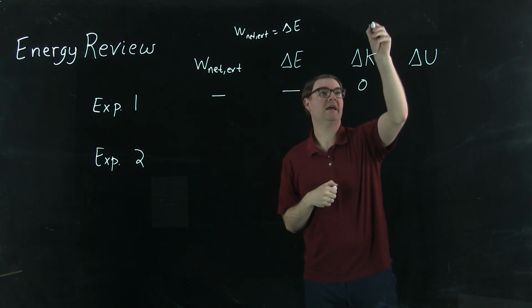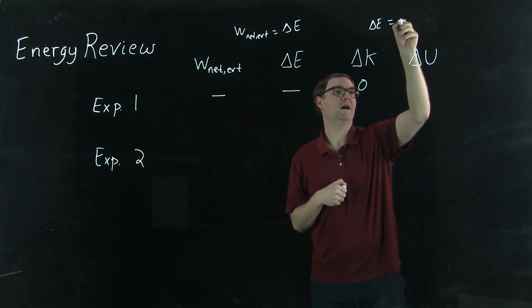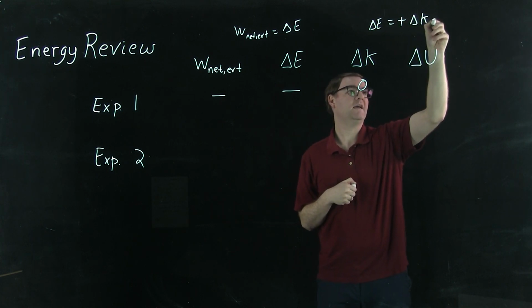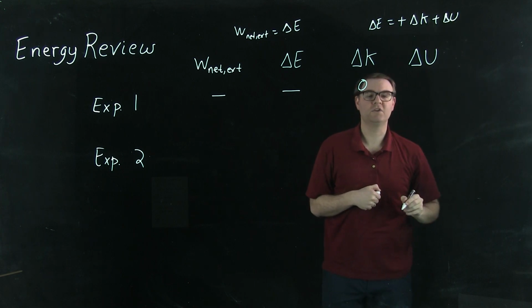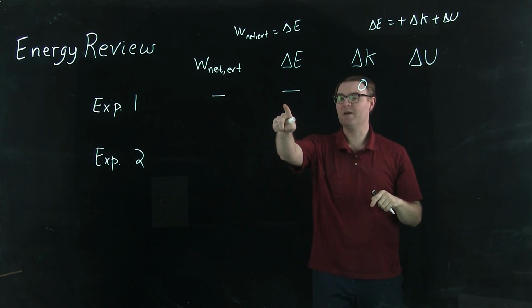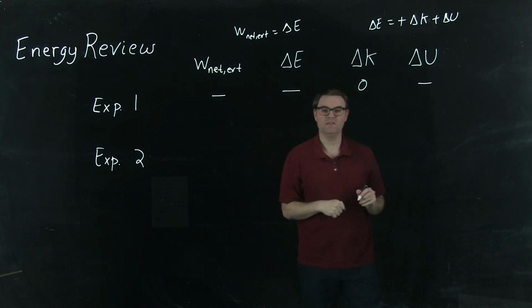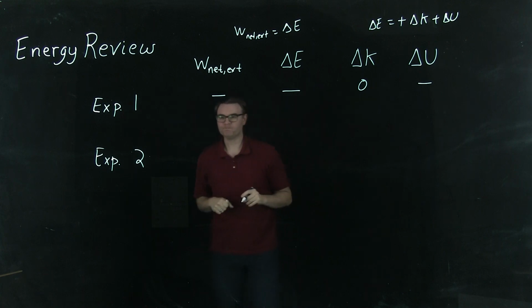And of course, the change in total energy is equal to delta K plus delta U, the sum of the two different kinds of energies. So if I don't have any change in kinetic energy, but I do have a change in total energy, I need a negative change in the potential energy.